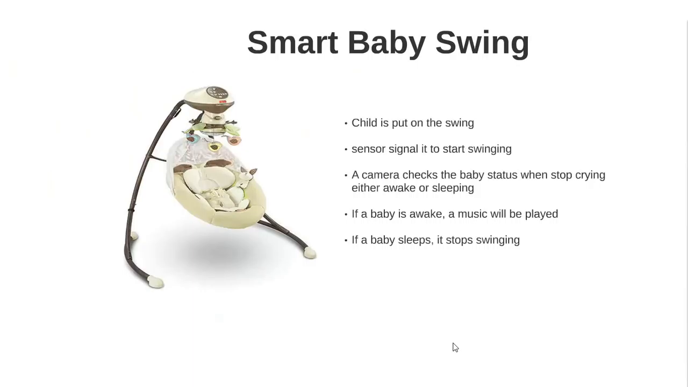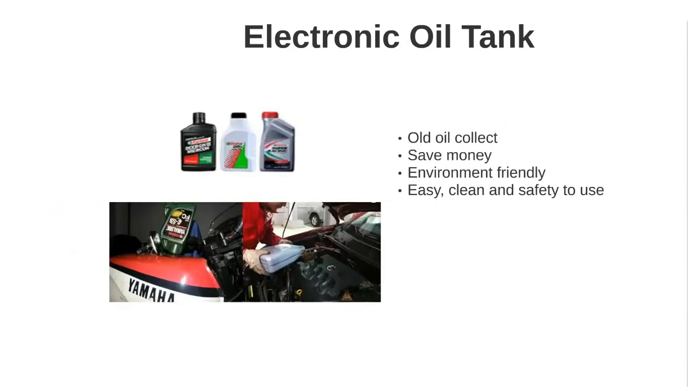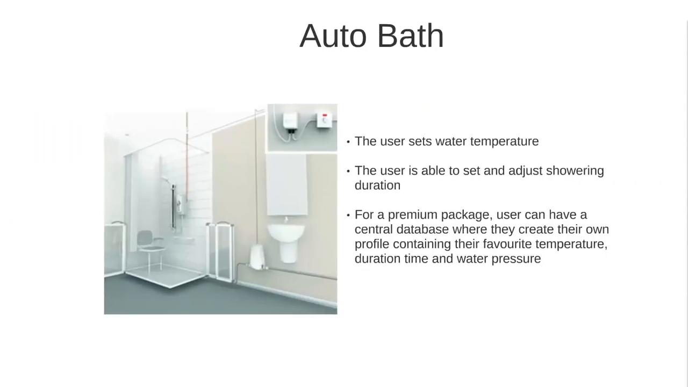The other project proposal was a smart swing, where you put the child and there's a sensor that will start swinging based on whether the child is crying or not. The third proposal was an electronic oil tank for the car, which saves money, is environment friendly, easy, clean, and safe to use. There is also the auto bath, where a user can set the temperature, the duration, and also their time.